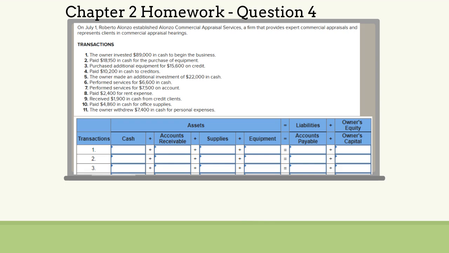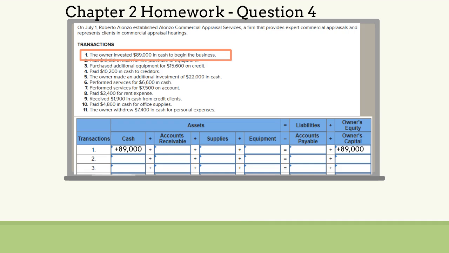For question 4, you have transactions that are very similar to the transactions of Eli's Consulting. Your task is to analyze every business transaction and decide what happens to the financial resources of the company. Let's do the first 2 together. For the first business transaction, the owner invested $89,000 in cash to begin his business. So, the business now has more cash and the owner's share of the business increased as well. Let's write that into the table.